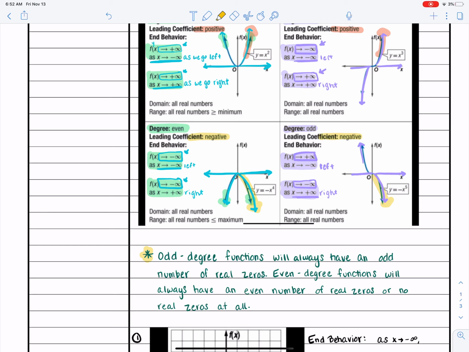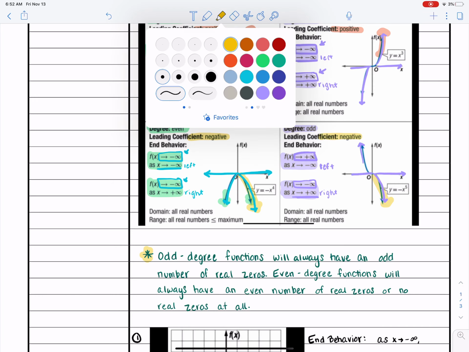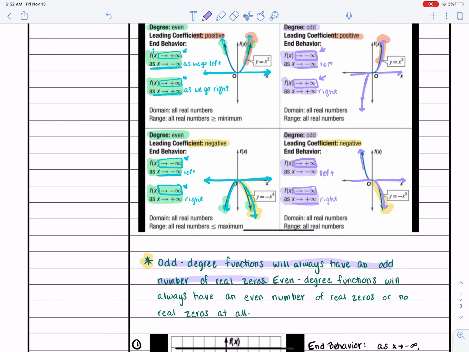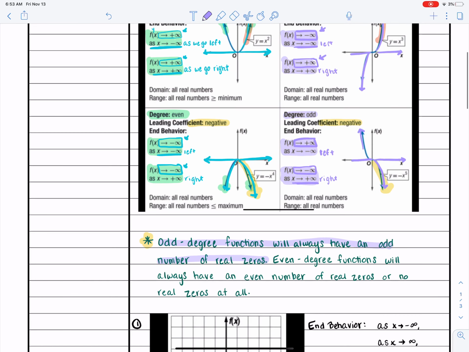So odd degree functions have an odd number of real zeros. That's really just like saying how many times they will cross the x-axis. So odd degree functions will cross the x-axis an odd number of times. They might cross once or 3 times or 5 times.